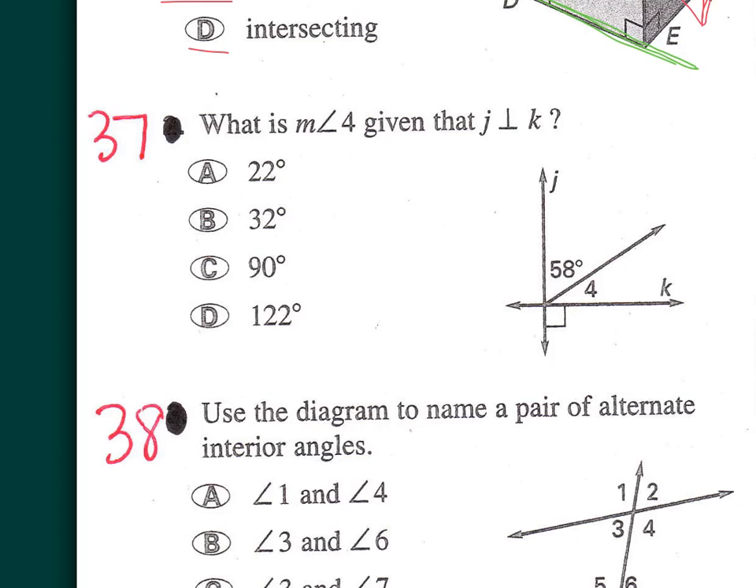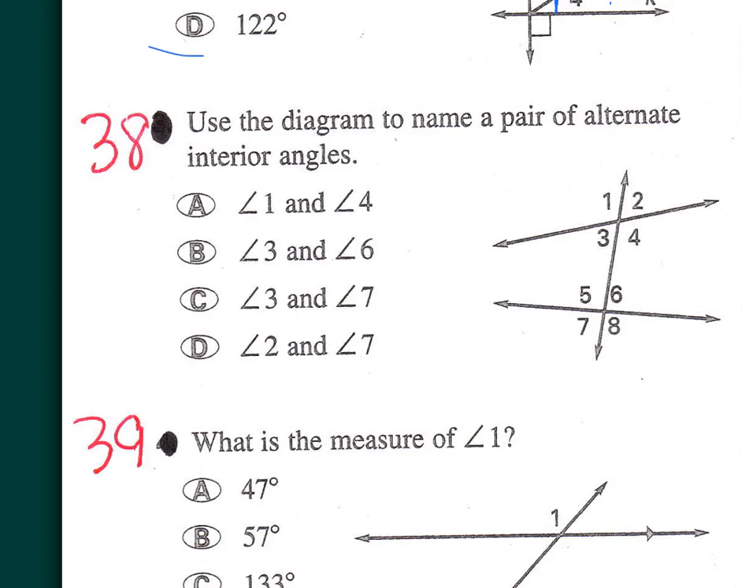On 37, I'm sorry. We want to know what is the measure of angle 4 if J and K are perpendicular. J and K are perpendicular, so it means they make a 90-degree angle here. So you got 58 here. We want to know what is angle 4. Is it A 22, B 32, C 90, or D 122? Figure that out.